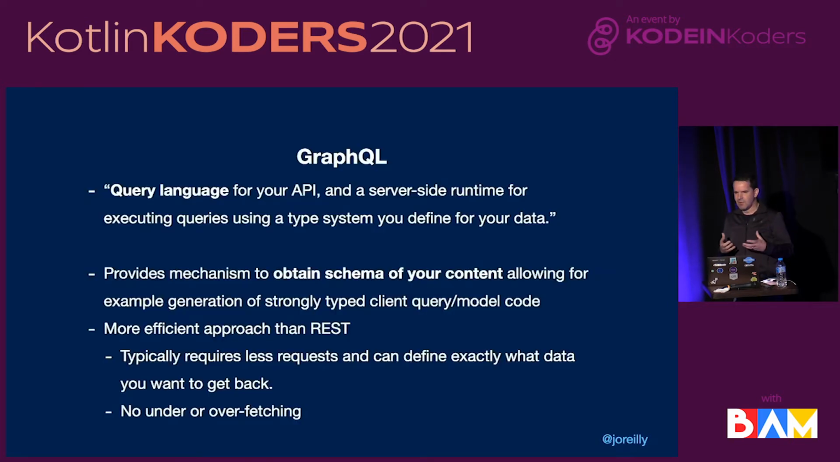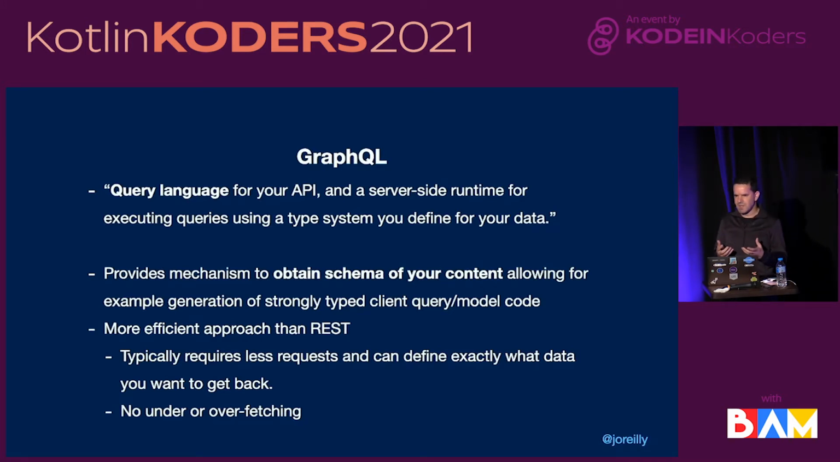GraphQL. Again, probably a little bit hard to describe in a single slide, and hopefully as we build out the code later on, if you haven't used it before, you'll get a flavor of what it is. But at its basic level, it's a query language for your API, and of course there's a server component to this. What's very important in this context is that a GraphQL server provides the capability to query for your schema, and when you use client libraries like Apollo, like we're using today, you can pull that schema down and generate strongly typed client code for that.